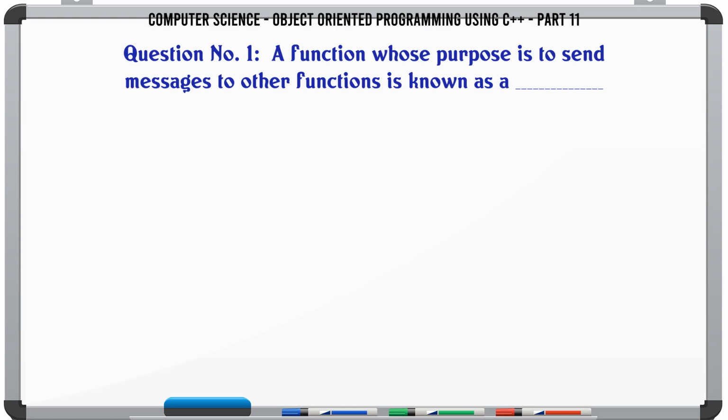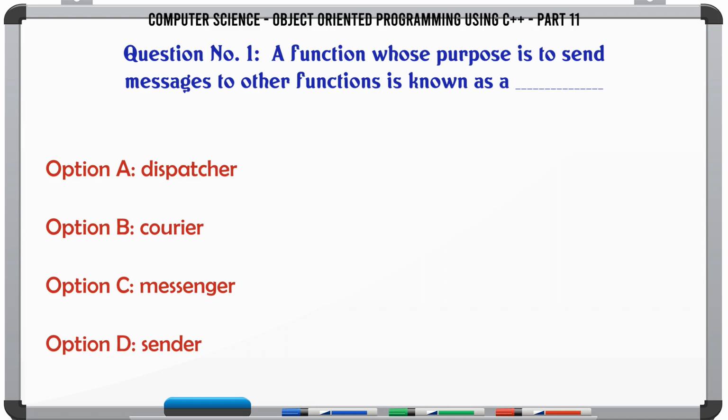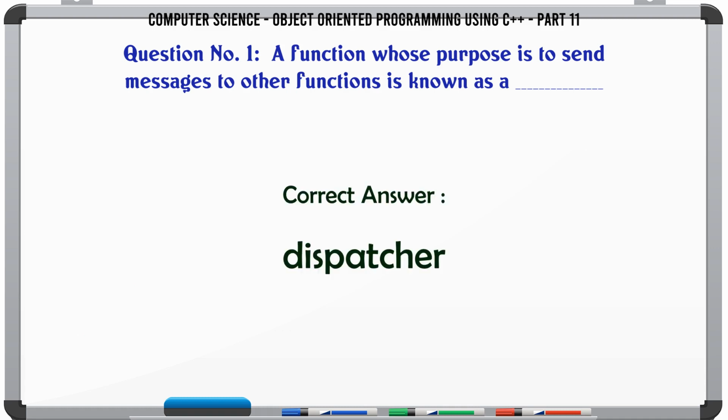A function whose purpose is to send messages to other functions is known as a) dispatcher, b) courier, c) messenger, d) sender. The correct answer is dispatcher.